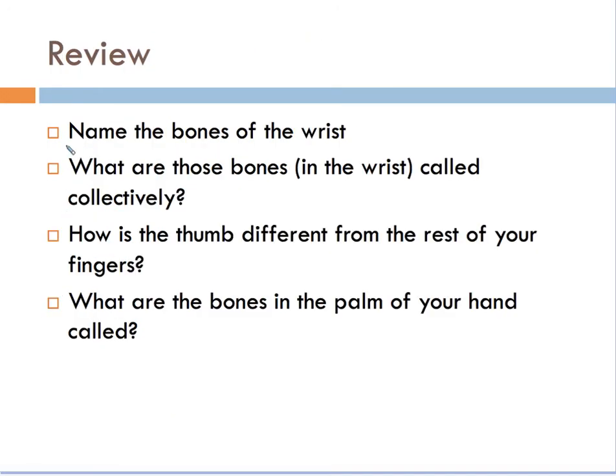Here are some review questions. Please be able to make sure you can name the bones of the wrist. Remember, Sally left the party to take Charlie home. What are the bones in the wrist called collectively? So as a whole, what are they called? How is your thumb different from the rest of your fingers? And what are the bones in the palm of your hand called? Those are your review questions.